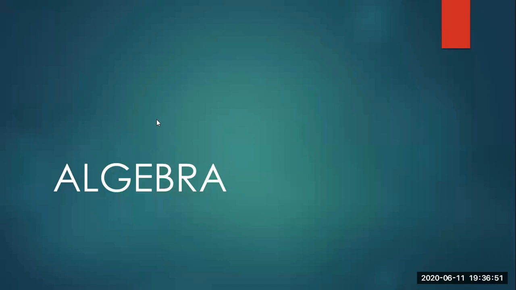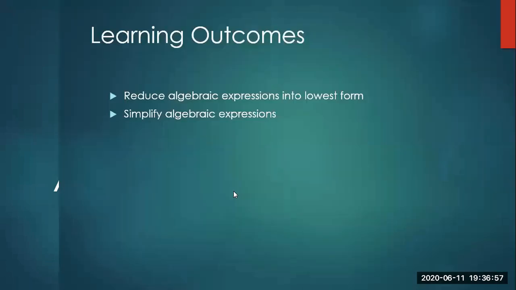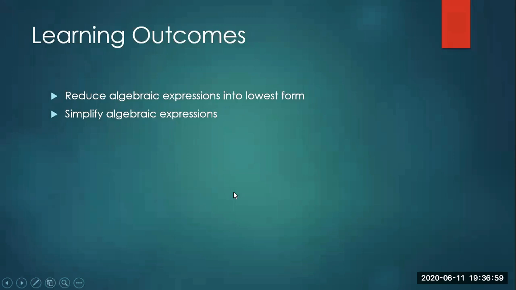Today's topic is related to algebra, and we are going to cover some basic concepts related to algebra. The learning outcomes of today's topic are: first, reduce algebraic expressions into lowest form; second, simplify algebraic expressions. So in the first learning outcome, we'll reduce the algebraic expression into the simplest form, and secondly, we are going to simplify those algebraic expressions.